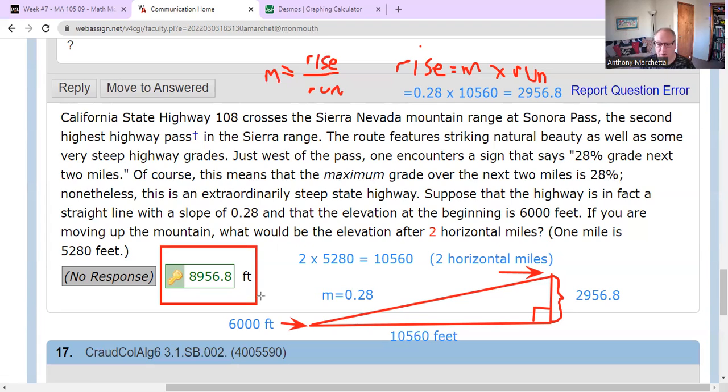Also, there's another curveball in this question. It's 2 miles, but we're talking in terms of feet. And we do give you a hint. We tell you 1 mile is 5,280 feet. And you can use that to interpret the run in terms of feet instead of miles.